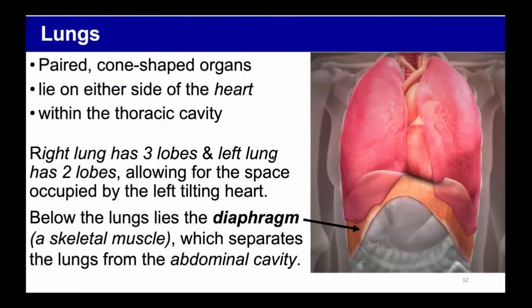Okay, so the lungs, we've got two. They're described as cone-shaped, which maybe if you have them laid out flat, I suppose that's the case. Excuse me, the right lung, which is this lung, has three lobes and the left has two. That reflects the fact that the heart is actually pointed toward the left and occupies more space on the left side of our chest. And then we have the diaphragm, right?